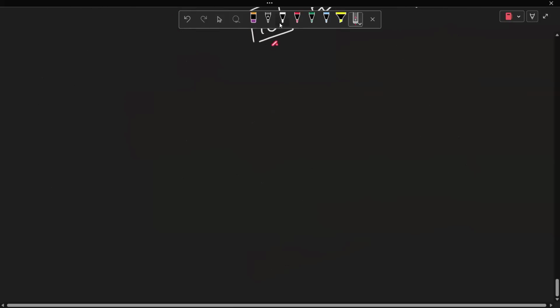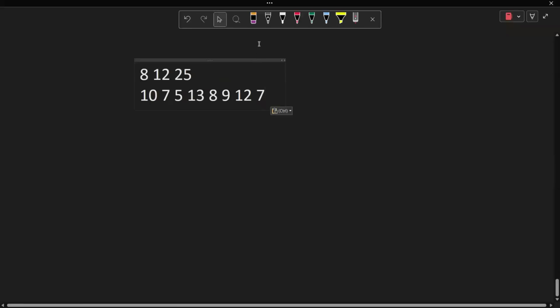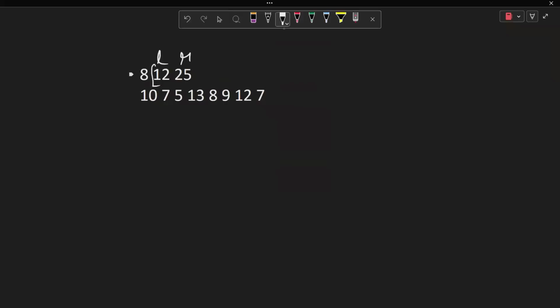So let's understand it more clearly with a good example. Let's take this example. This is good to understand. If we have this, we have this L and R range. This is our range. Now we would take 2 pointers, I and J. We would keep both pointers at the start. Let's write it: 10, 7, 5, 13, 8, 9, 12, and 7.